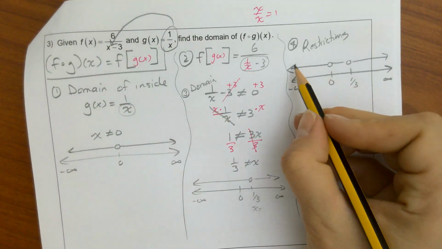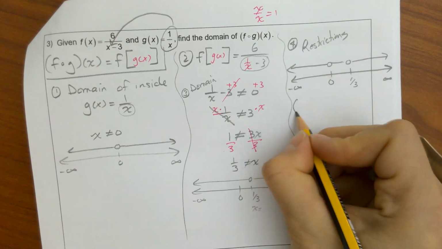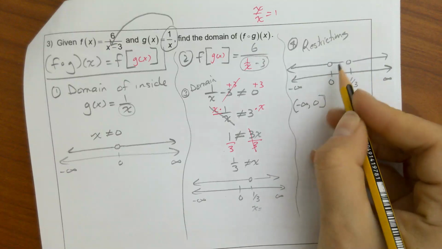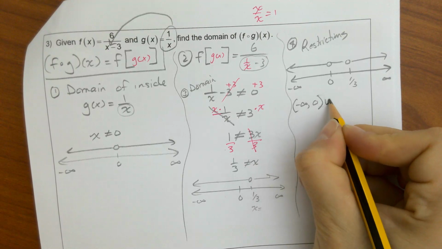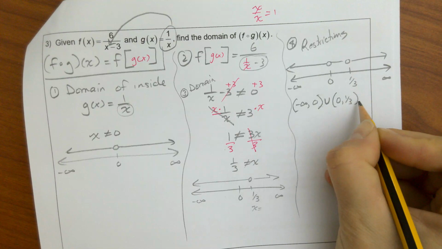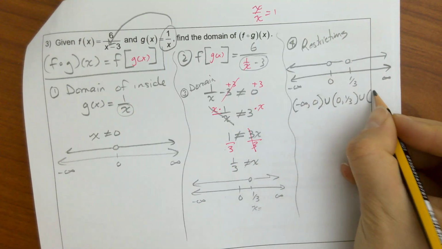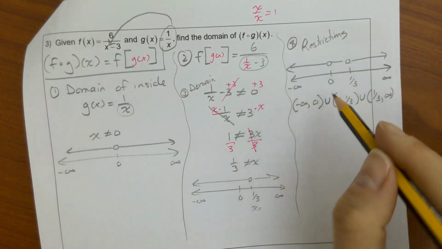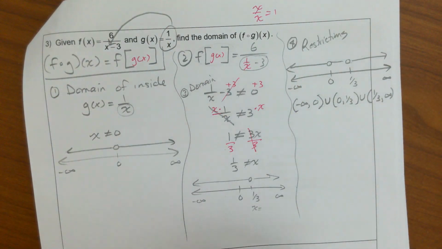So now I have to write this in interval notation. First I'm going to write this interval, -infinity to 0. I don't put a square bracket because I can't be equal to 0. It has to be a round bracket. And a union together with the next one, 0 to 1/3, round brackets because it can't be equal, union with 1/3 to infinity. So that's my final answer. That's the domain of this new function that we created through composition.